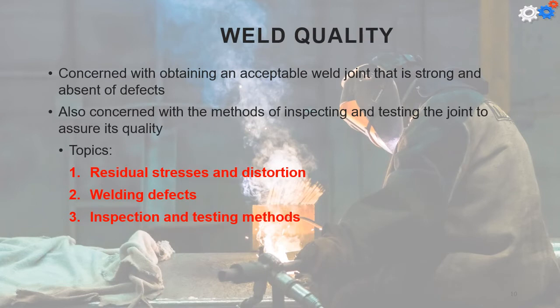Weld quality is concerned with obtaining an acceptable weld joint that is strong and free of defects. It is also concerned with the methods of inspecting and testing the joints to ensure the quality. The topics within weld quality are residual stresses and distortion, welding defects, and inspection and testing methods.